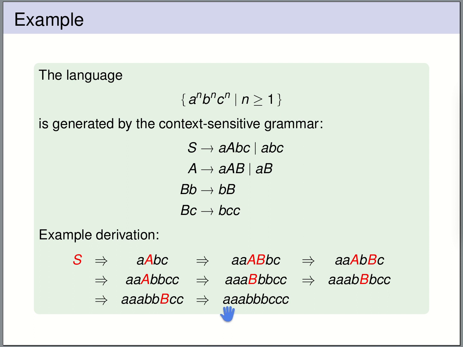So now we have a word of three a's, three b's and three c's. And indeed, we can show that using this grammar, we can generate any word of this form. And indeed, these are the only terminal words that we can generate using this grammar.